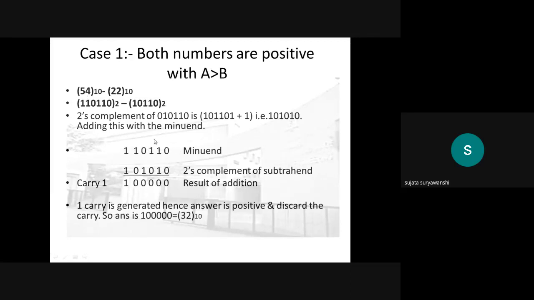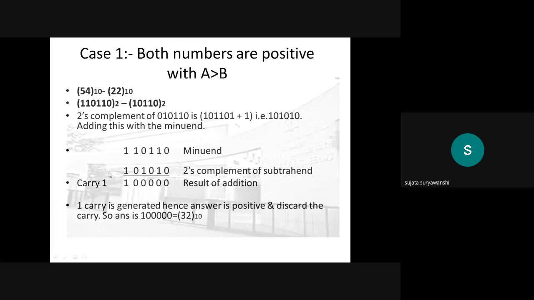The magnitude of 54 is this, and the 2's complement of 22 is this. Then you have to perform addition. 1 plus 1, 0 plus 0, 0. 1 plus 1, 0, carry 1. 1 plus 1, 0, carry 1, and so on. 1 plus 1, 0, 0 plus carry 1 is equal to 1, and carry is 1. Okay, this is your result.